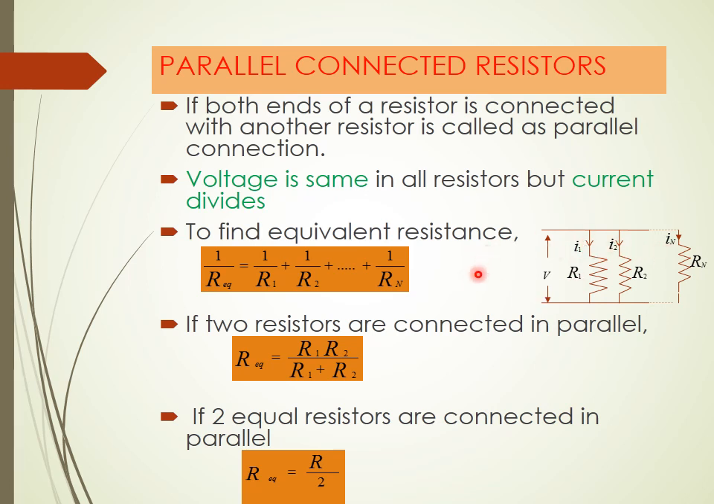Now if we want to find the equivalent resistance, then we have to use the formula 1 by R equivalent equal to 1 by R1 plus 1 by R2 up to plus 1 by Rn. Now if two resistors are connected in parallel, then the equivalent resistance can be calculated using the formula R equivalent equal to R1 R2 divided by R1 plus R2. Now if the two resistors have the same resistance value, then we can use the formula R equivalent equal to R by 2.